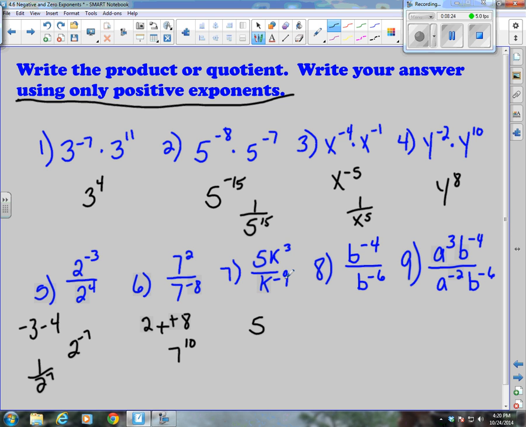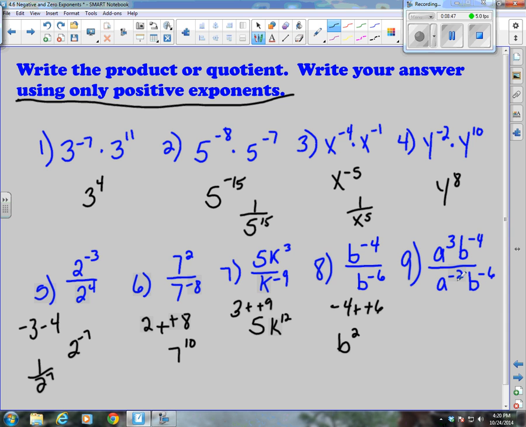Okay, now I've got 3 and a negative 9. Well, 3 minus negative 9 becomes 3 plus 9. 9 plus 3 is 12. So I end up getting k to the 12th. Okay, b negative 4 and b negative 6. Negative 4 minus negative 6. Got two pluses there. 6 and negative 4 give me 2. So that's b squared.